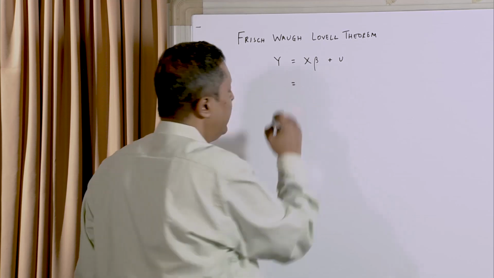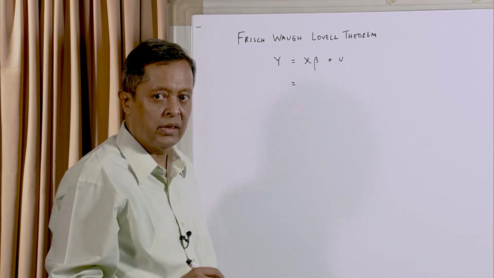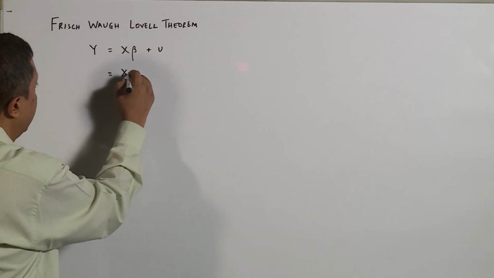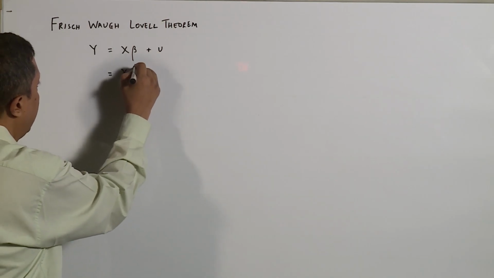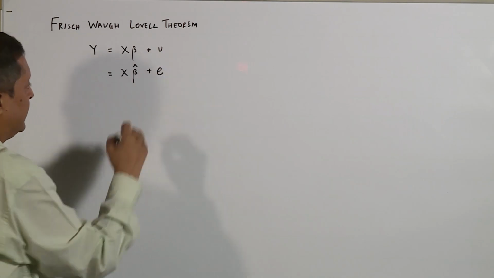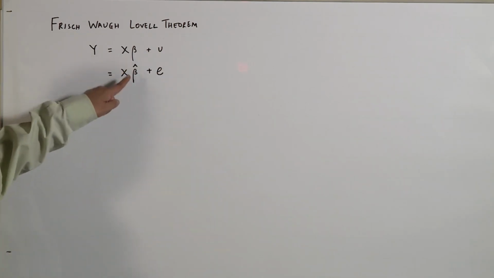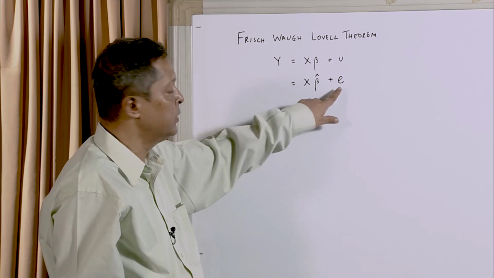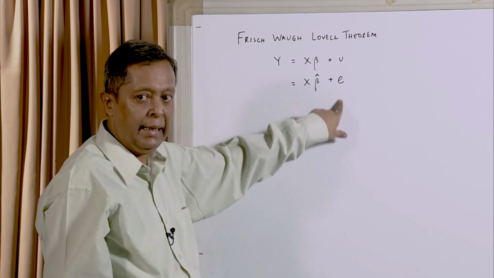When we estimate this model, viewers, you already know that the estimated relation is X beta hat plus e. So, beta is replaced by its estimate, and therefore, the relation is not exact. So, there is an error. So, that is the error vector.